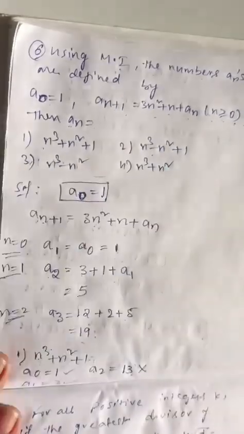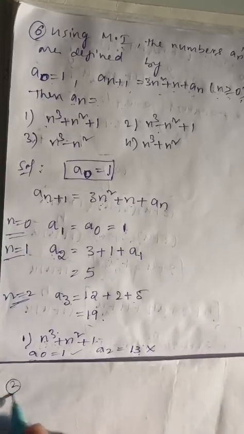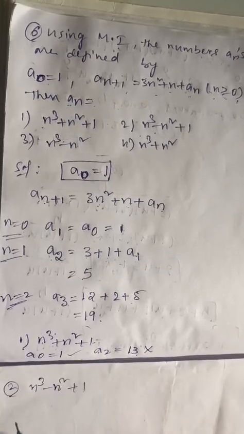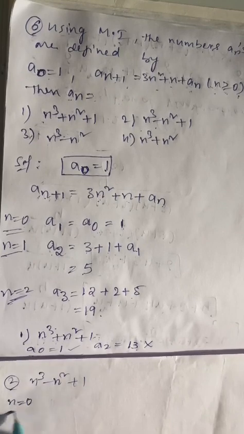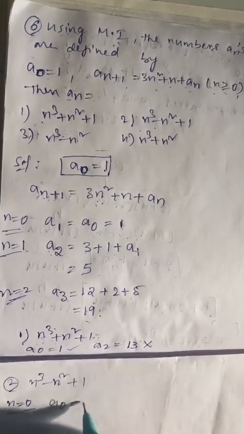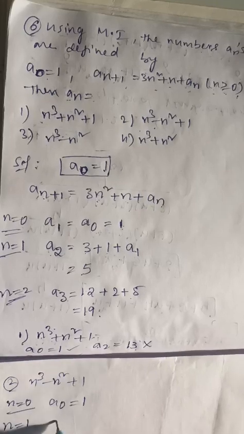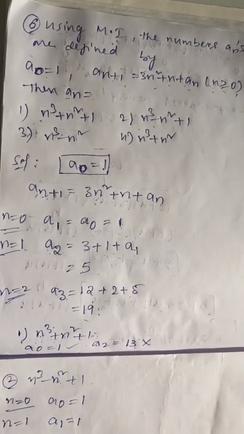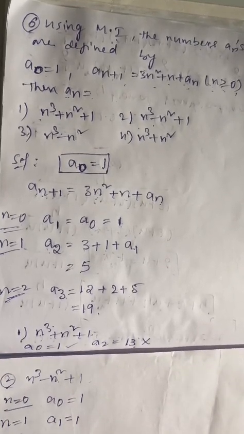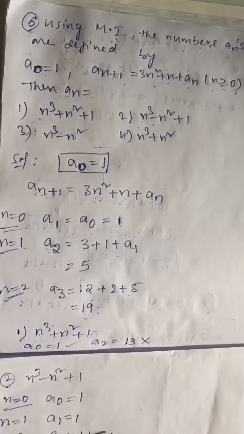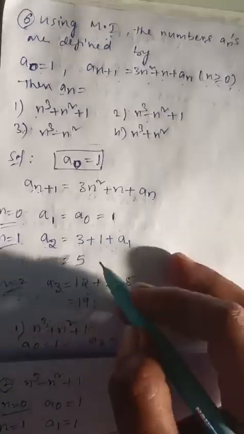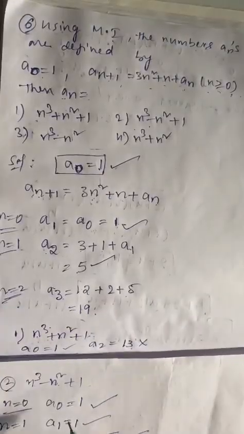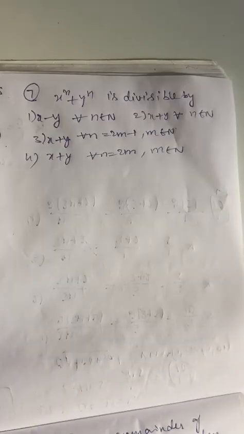Next go with the second option. The second option is n cube minus n square plus 1. If n equal to 0, then a_0 is 1. If n equal to 1, then a_1 is 1 minus 1 plus 1, which is also 1. If n equal to 2, then it is 8 minus 4 plus 1 equal to 5. Yes, we got a_2 is 5, a_1 is 1 and a_0 is also 1. So this is the right answer. The second one is right.